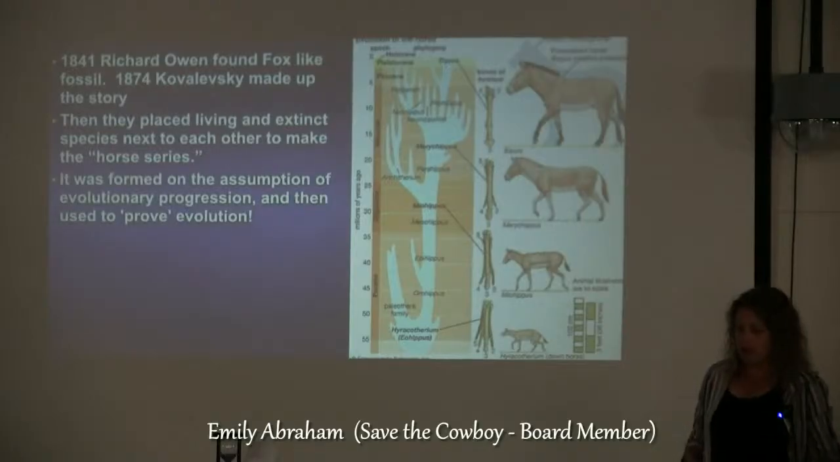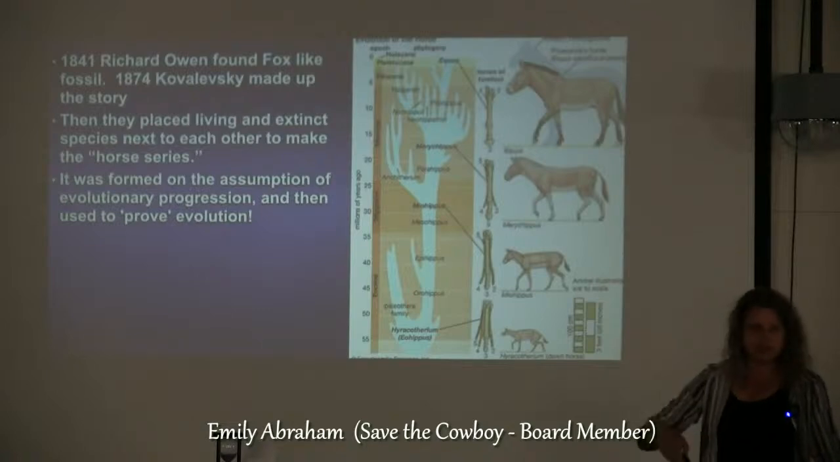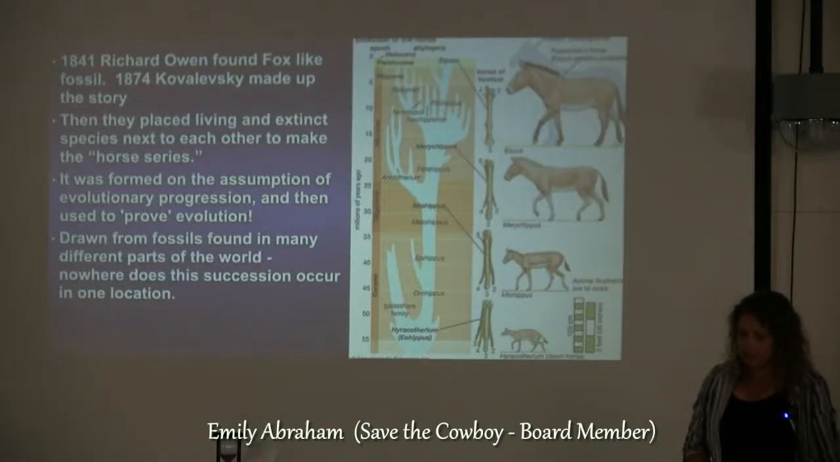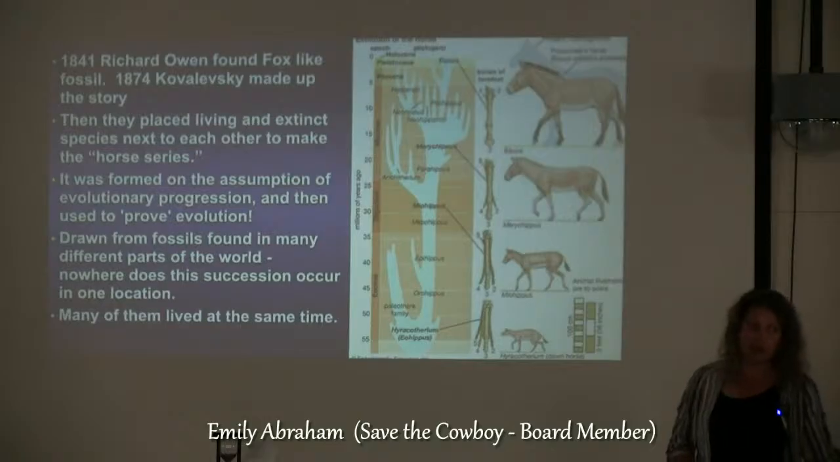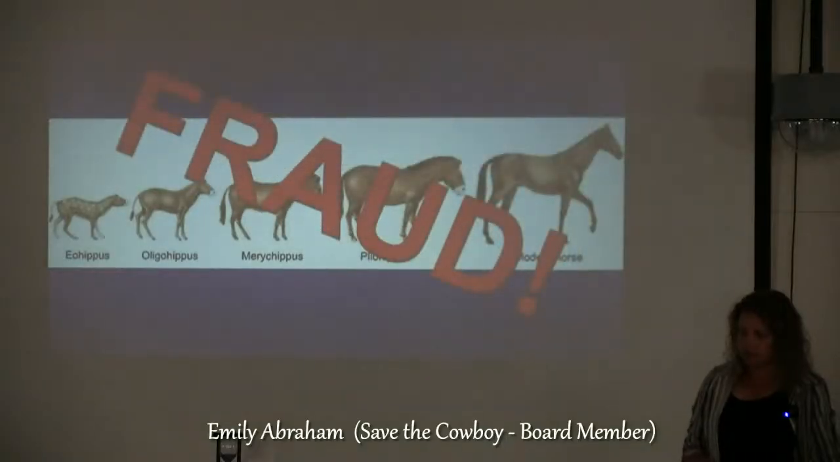So they're forming this assumption of evolution, and then they use this to prove evolution. Circular reasoning. Drawn from the fossils found in many different parts of the world, nowhere does this succession occur in one location, ever, and at all. Lots of them are found at the same time. Evolution of the horse in this picture, small to big, it's a complete fraud.